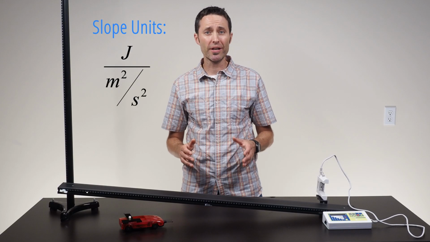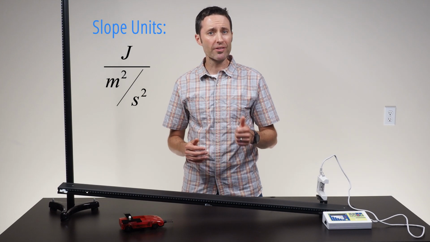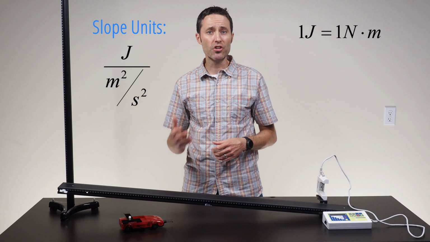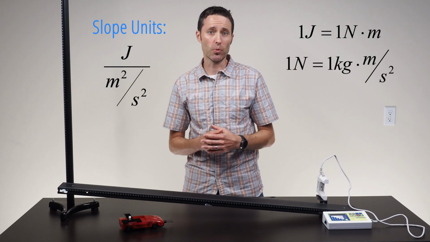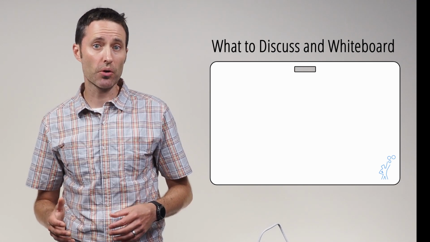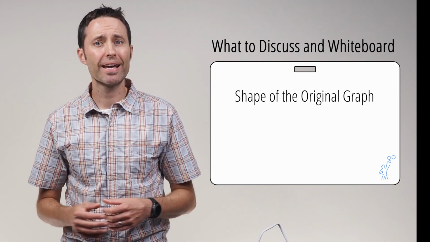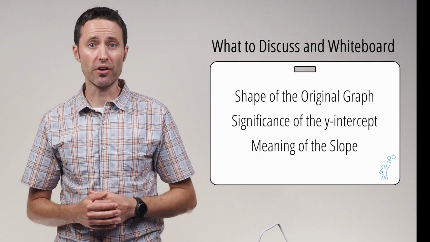Encourage students to try and simplify the slope units from their linearized graph. Remind the students that a joule is equal to a newton times a meter, and that a newton is equal to a kilogram times a meter divided by second squared. Before the students circle up to share the analysis of their results, ask each lab group to discuss the shape of the original graph and the significance or meaning of both the slope and the y-intercept of their linearized graph and equation.